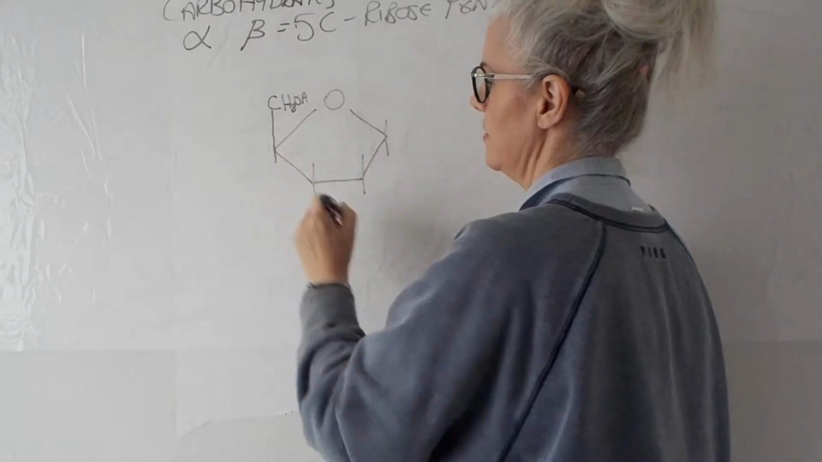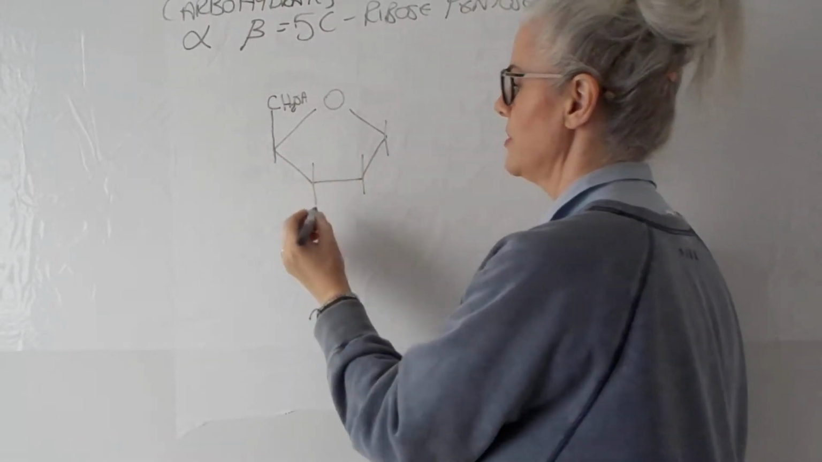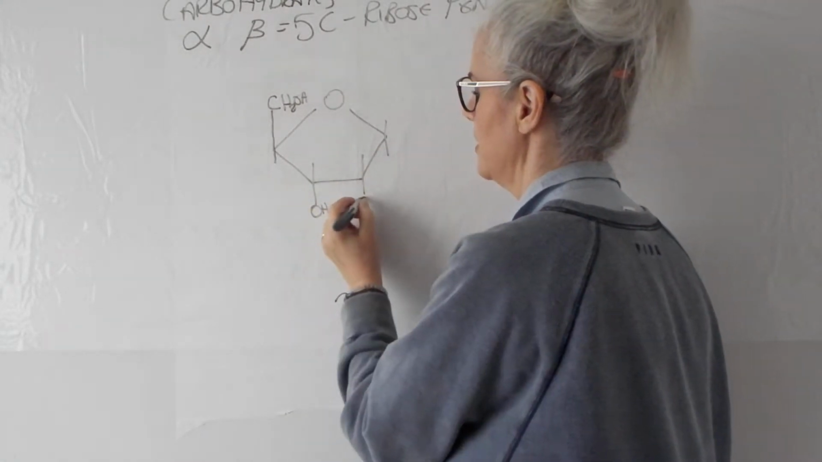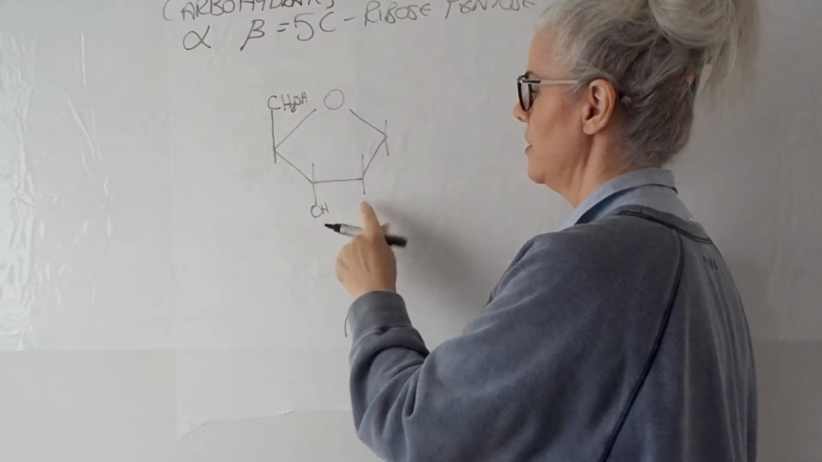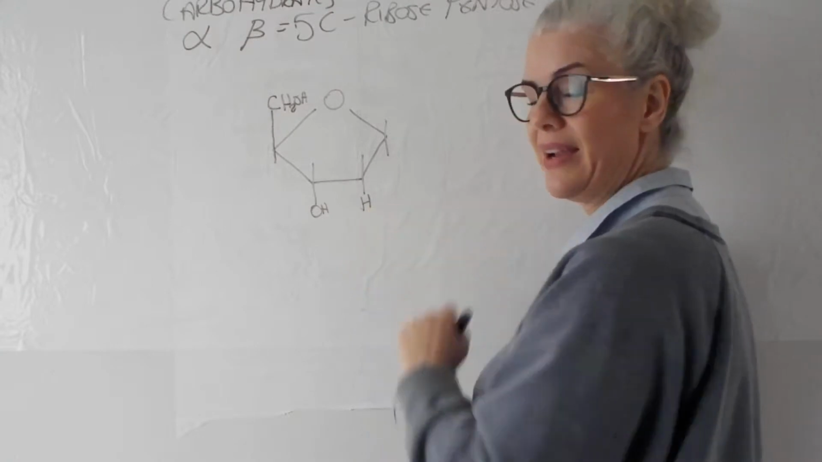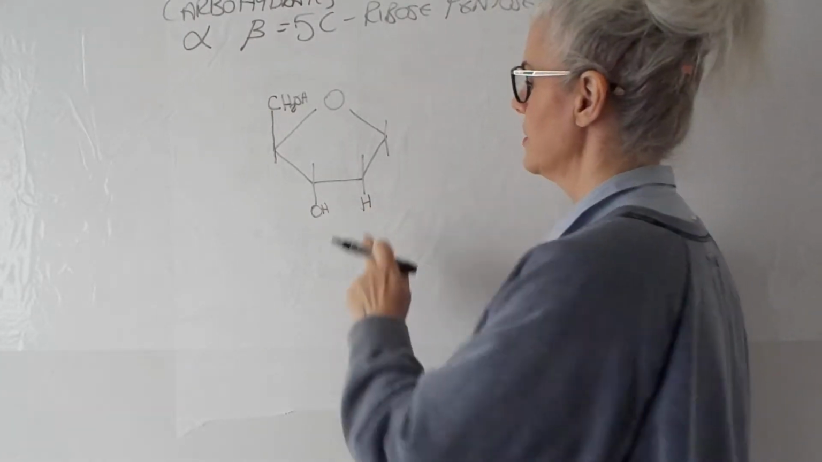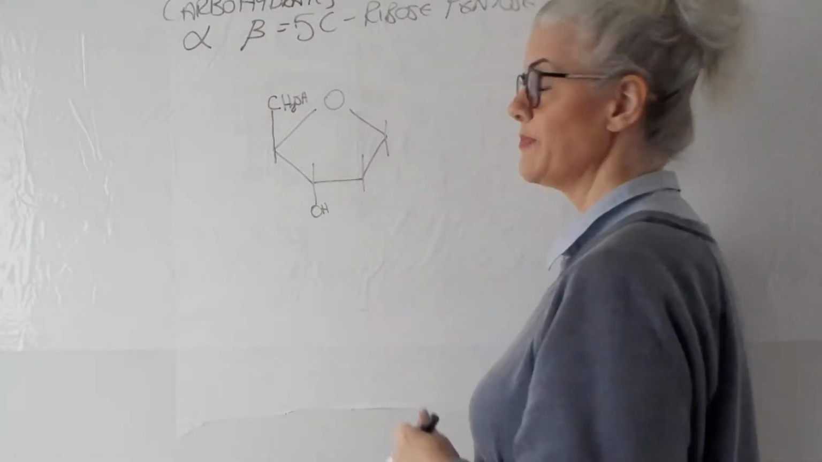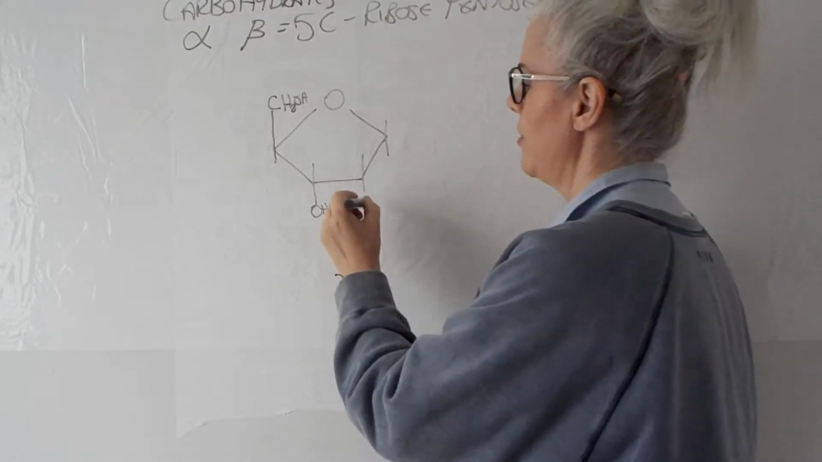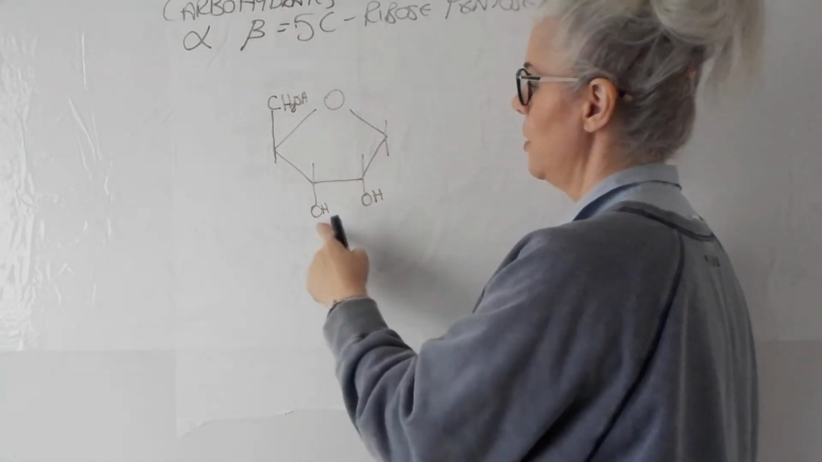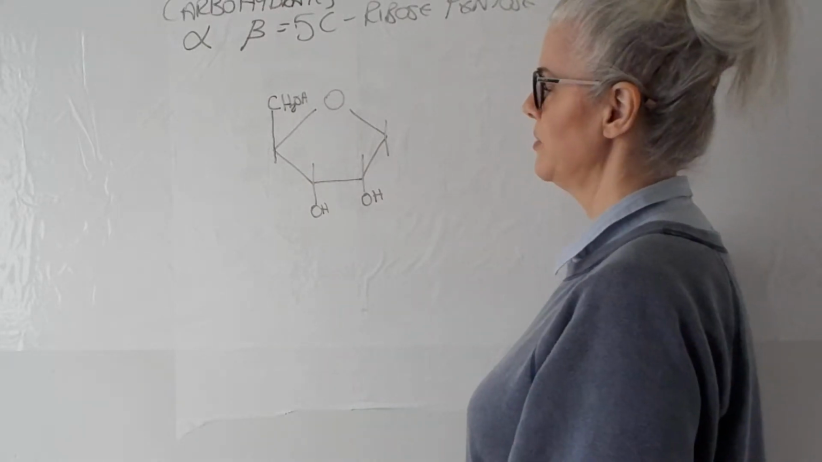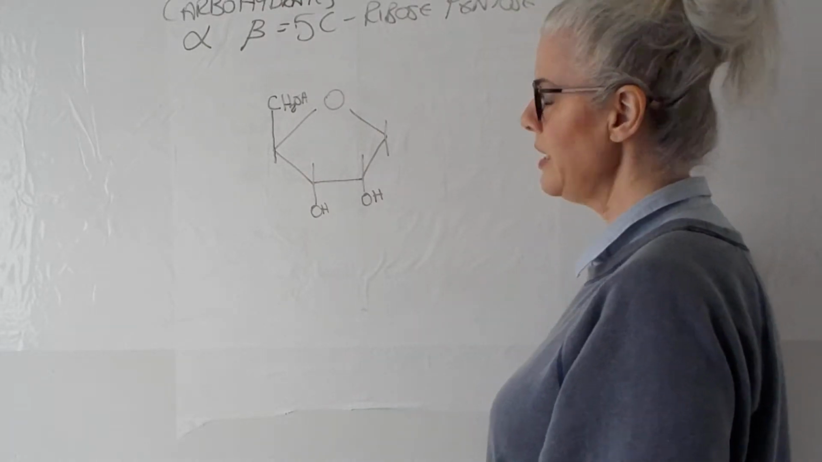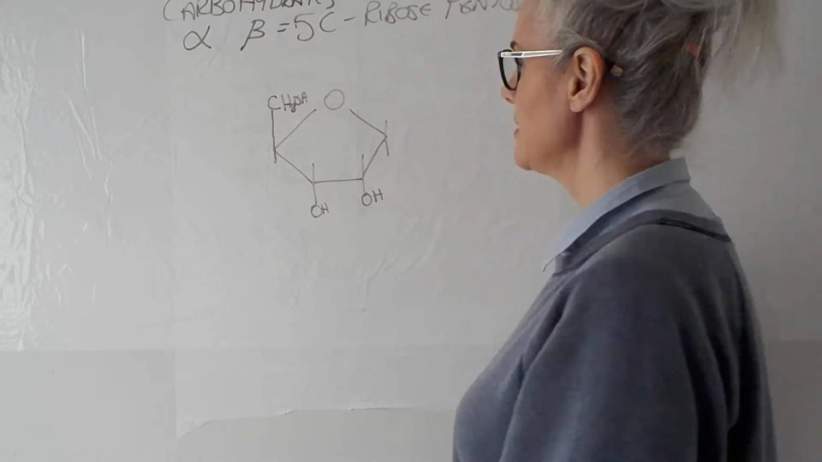And the rest are kind of similar. Now, ribose has 2 OHs down here. If it was deoxyribose, you'd be minus an oxygen, deoxy. Now, you are not expected to know deoxyribose, you are expected to know ribose, but if you know ribose, then you know deoxyribose as well. Okay, so they're the sugars you are expected to know.